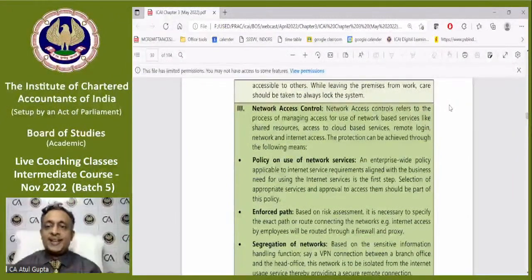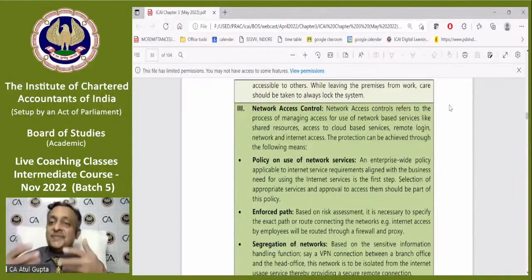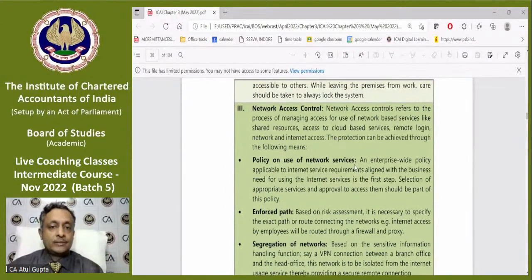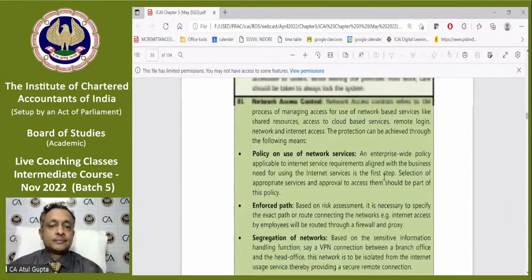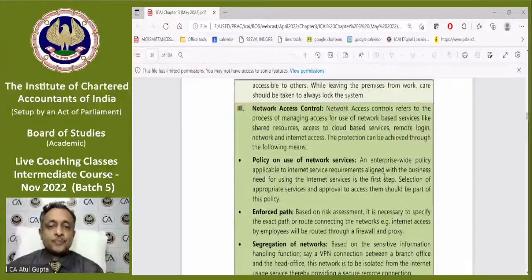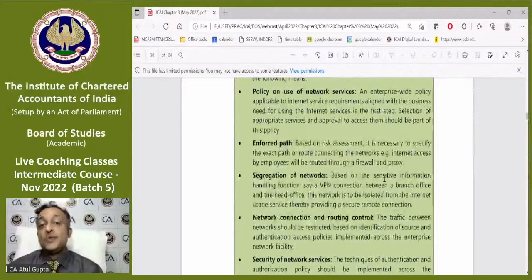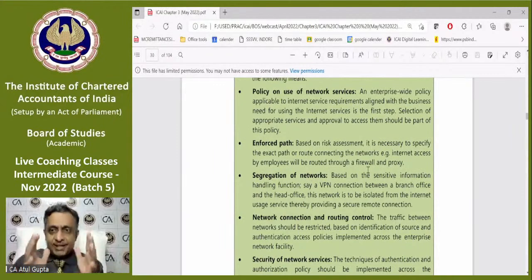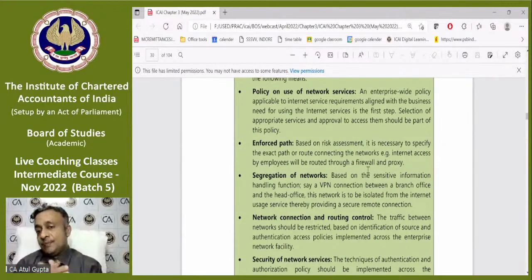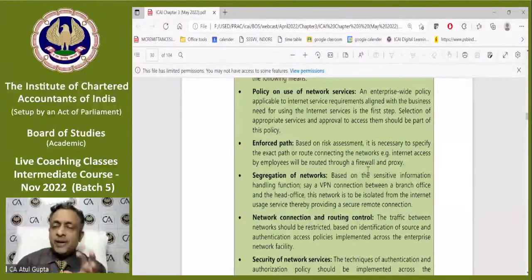Okay, so back. So I've changed the Wi-Fi. Which Wi-Fi to use? You must use only a secured system. Let us see. Network access control: policy on use of network services. Which network services you are going to use? Enforced path is the way you are going to travel. Not for you as an individual, but for the data, for the internet access, how you are going to use it. So everything has to be very well defined.